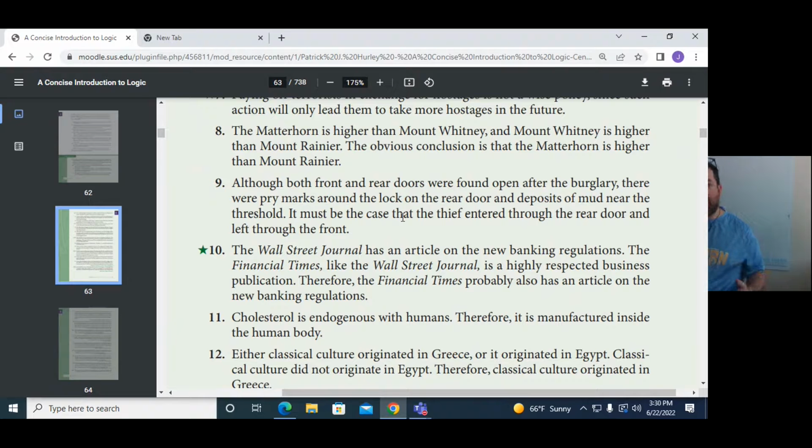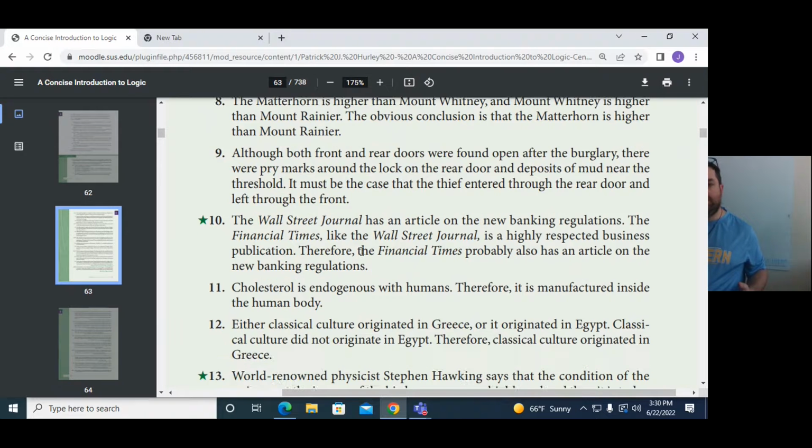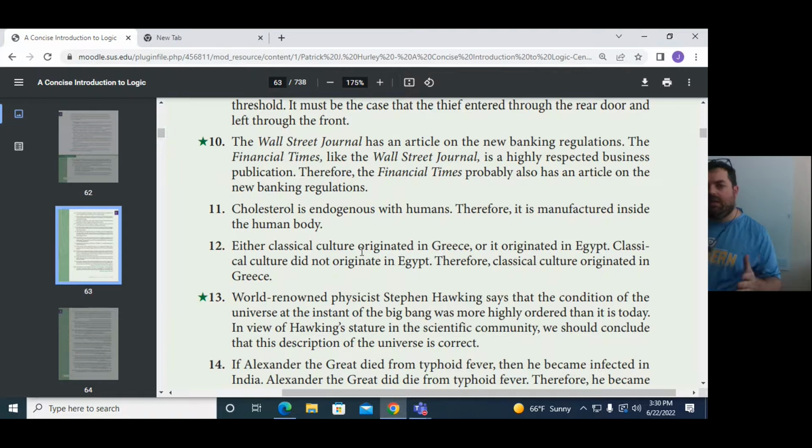I like number 10. Number 10 is good. And we haven't seen this one yet. And the reason I'm going over this homework in a kind of lengthy way is to go over the list and to touch upon all the different varieties of both deductive and inductive arguments.